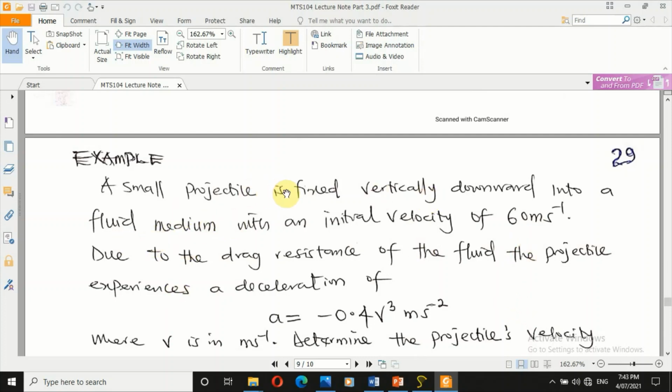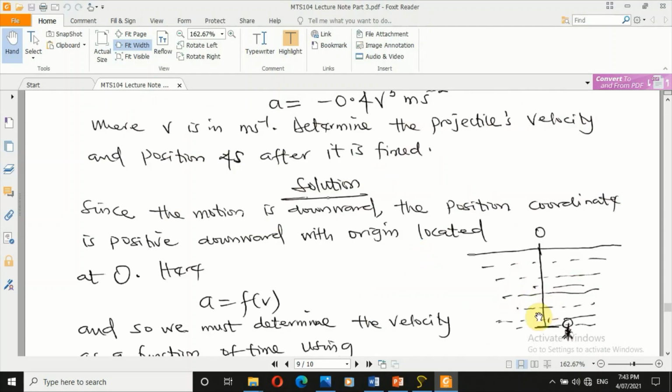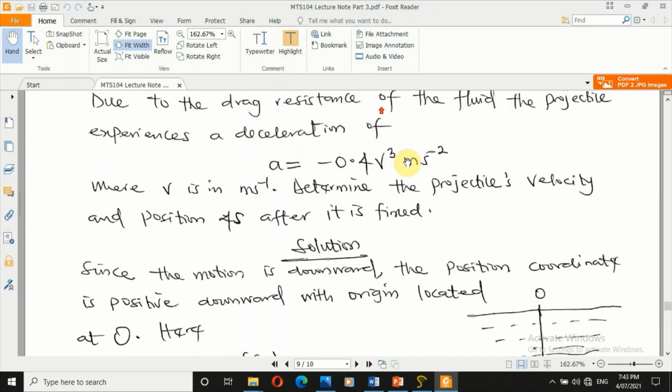That we have a small projectile fired vertically downward. Then we know the initial velocity, we know the acceleration. The question is we have to determine the projectile's velocity and position 4 seconds after it's fired. Look at this diagram now. We have the object, then you throw it inside water. This is the water body. Then it explains a deceleration of minus 0.4 v cubed m per second squared.